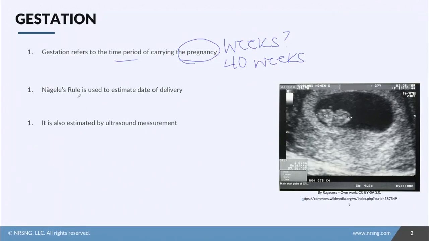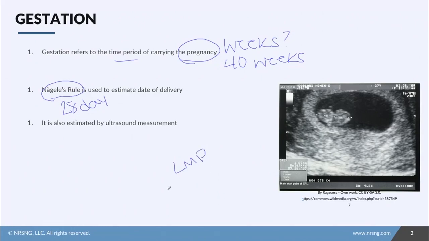So there's a few different ways that we can calculate this, to figure out how far along someone is in their gestation. One way is to do the Nagel's rule. It's a little math equation that you can use to estimate delivery. This math equation is going to be most accurate for someone that has a regular, normal 28-day cycle. To do this math equation, you're going to ask somebody when their last menstrual period was, the first day of that.